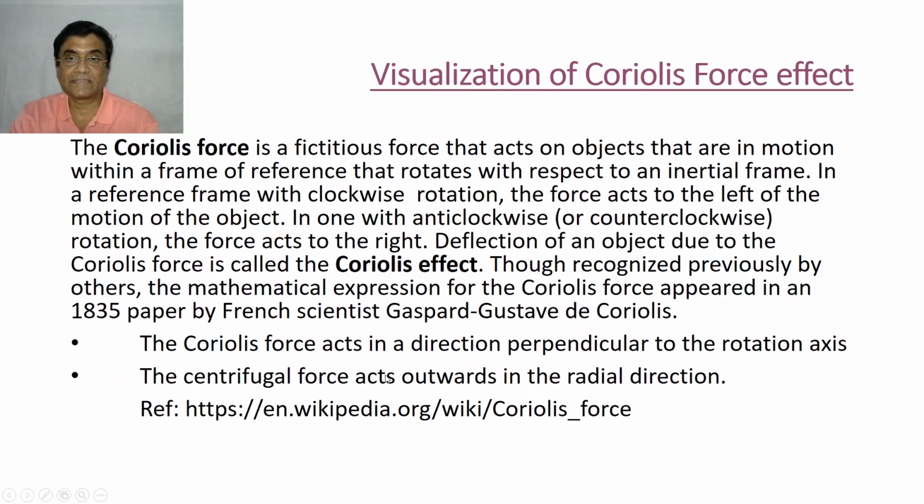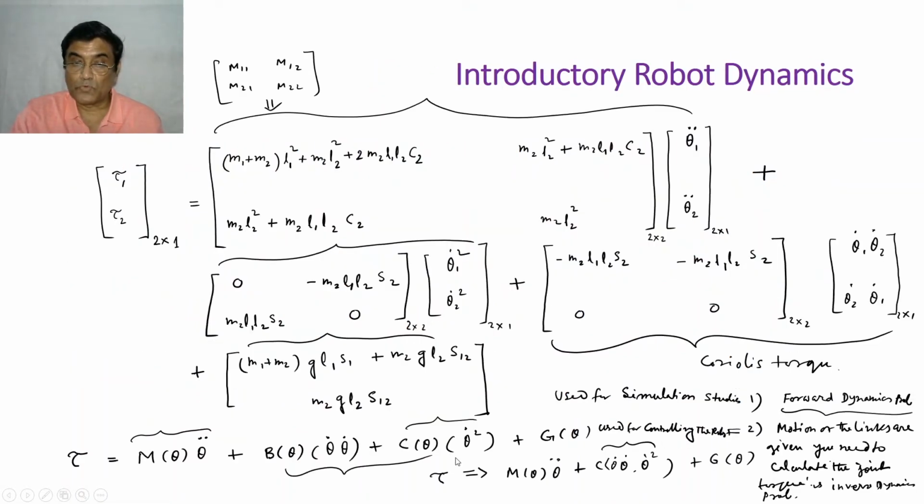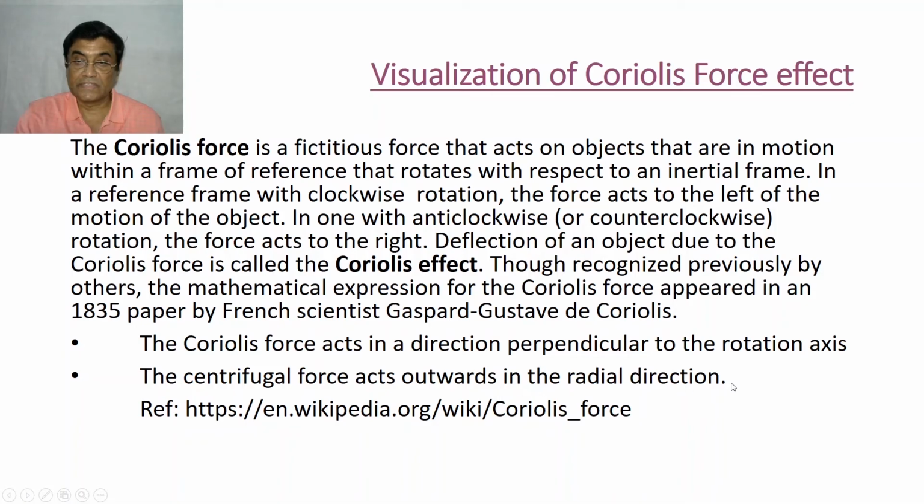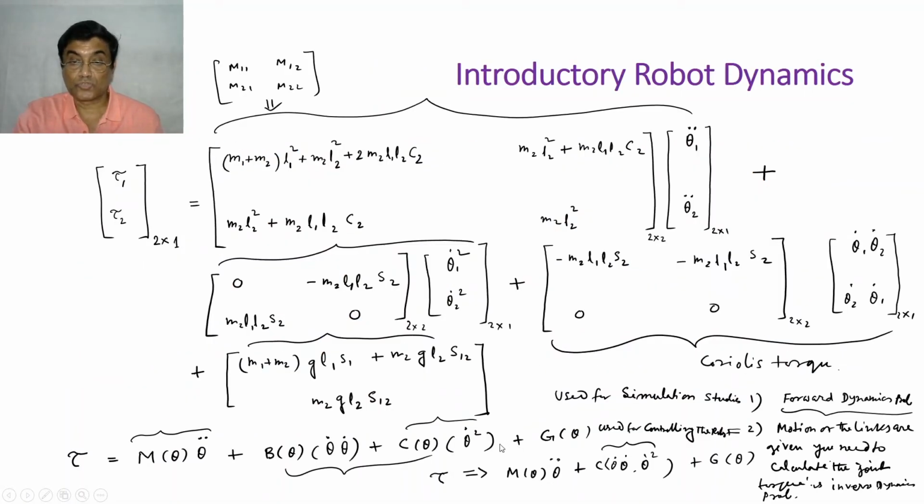And you see, the Coriolis force acts in a direction perpendicular to the rotation axis, whereas the centrifugal force acts outward in the radial direction. And Coriolis force is proportional to the angular motion, right? Theta 1 dot, theta 2 dot, etc. If there are n number of joints, theta 1 dot, theta 2 dot, theta 3 dot, like that, okay? Whereas the centrifugal force acts outwards in the radial direction and is proportional to theta dot square. These are centrifugal torques, okay? So it is proportional to the square of the joint speed.